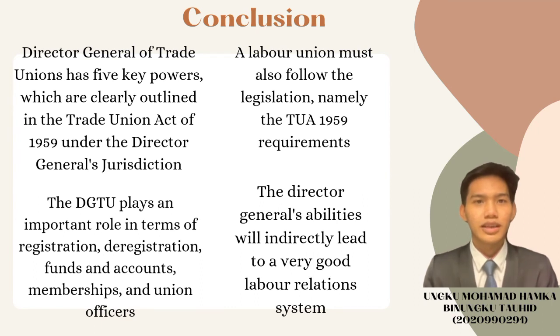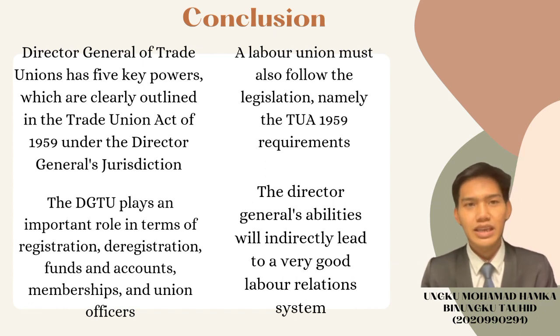In conclusion, the Director General of Trade Unions has 5 key powers, which are clearly outlined in the Trade Union Act of 1959 under the Director General's jurisdiction. Furthermore, Malaysia's industrial law recognizes the right to labour, but it is severely limited. While workers' right to strike is not denied, it is limited in order to strike a balance between unrestricted strike freedom and the need for industrial peace in order to advance economically.